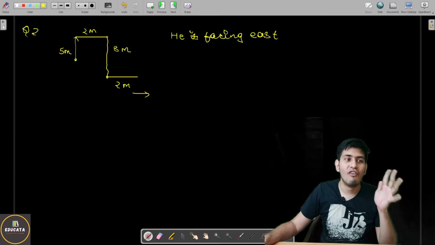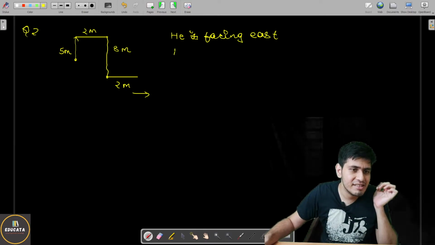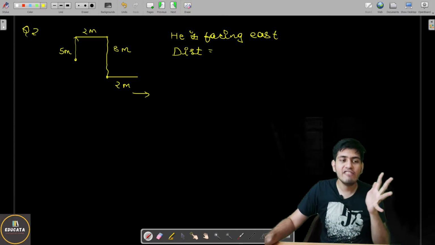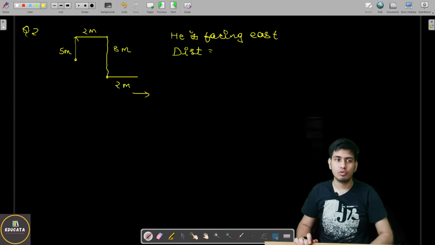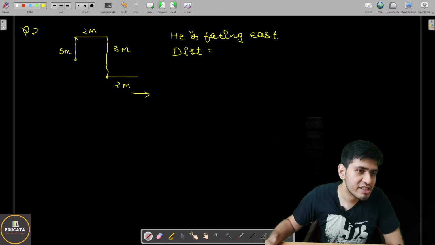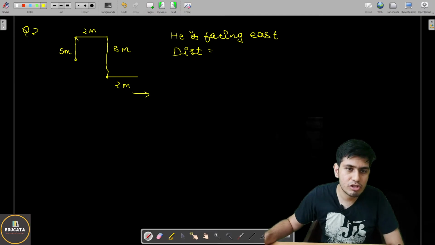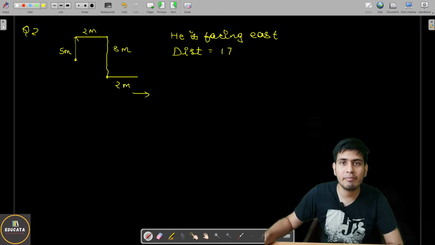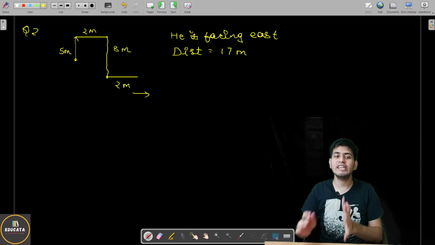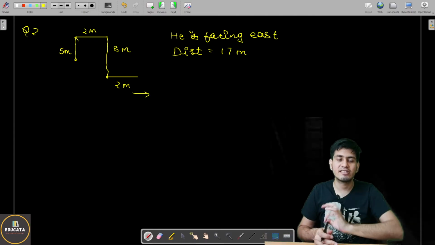Now what is the distance? Distance is easy, as you all know. Distance is basically equal to 5 plus 2 plus 8 plus 2. Means it becomes 5, 6, 7. 7 plus 8 is equal to 15, and 15 plus 2 is equal to 17. So the distance covered by the person is basically equal to 17 meters.